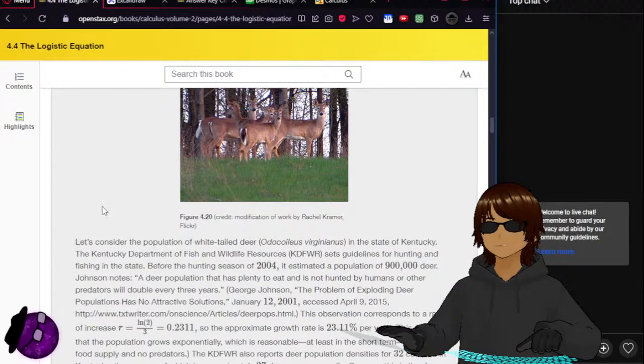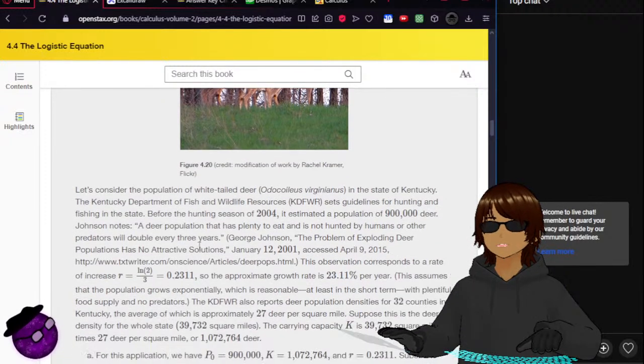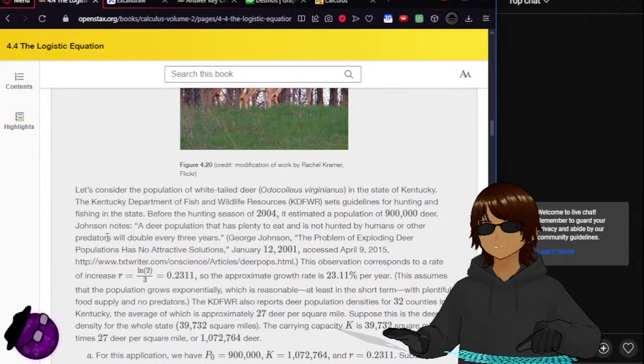Okay, let's see. Let's consider the population of white-tailed deer in the state of Kentucky. The Kentucky Department of Fish and Wildlife Resources sets guidelines for hunting and fishing in the state. Before the hunting season of 2004, it estimated a population of 900,000 deer. Shouldn't it be plural? Johnson noted a deer population that has plenty to eat and is not hunted by humans or other predators will double every 3 years.